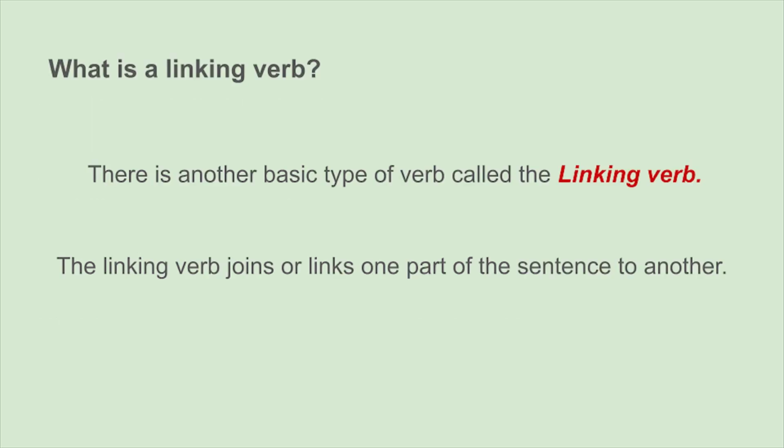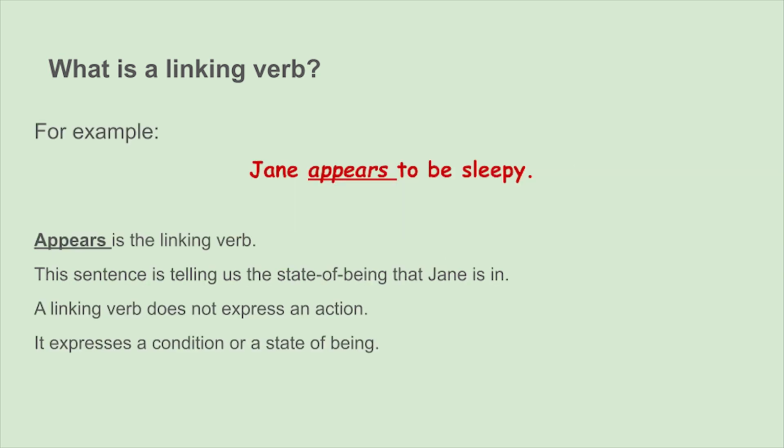There is another basic type of verb called the linking verb. The linking verb joins or links one part of the sentence to another. For example, Jane appears to be sleepy. Appears is a linking verb. This sentence is telling us the state of being that Jane is in. She appears to be sleepy. A linking verb does not express an action. It expresses a condition or a state of being.